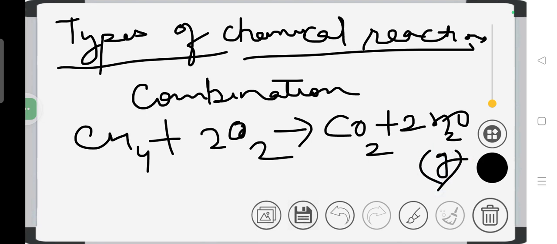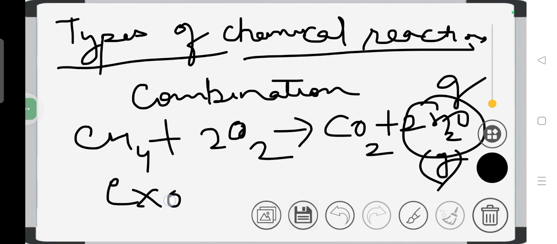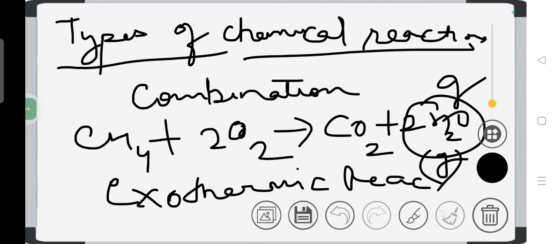Now children, a reaction in which heat is released with the formation of product is called an exothermic reaction. Like here, the heat is released in the form of gas. So the reaction in which heat is released is known as an exothermic reaction.